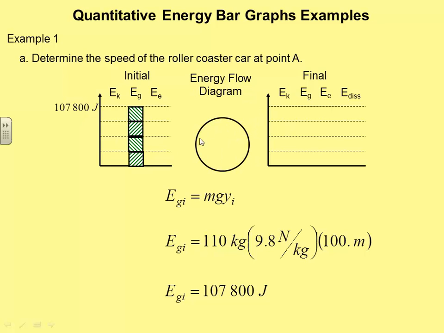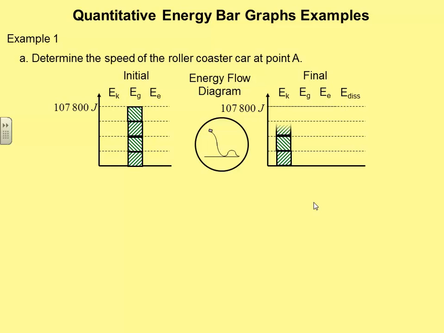Now, energy flow diagram, there's our system. What's in our system? The track, the earth, and the car. But it's an isolated system, and therefore no work is done. And so really that's it for the energy flow diagram. Nothing is flowing in or out of the system. So finally, no E-dis, because after all, there is no friction. No EE, no elastic potential energy, no springs or anything. You're now down at the ground level, which is what we would call the 0 of EG, which means all of the energy, all 107,800 joules, must be stored as EK.